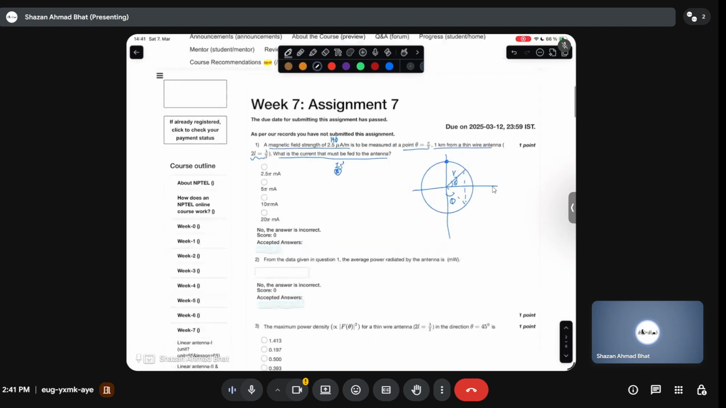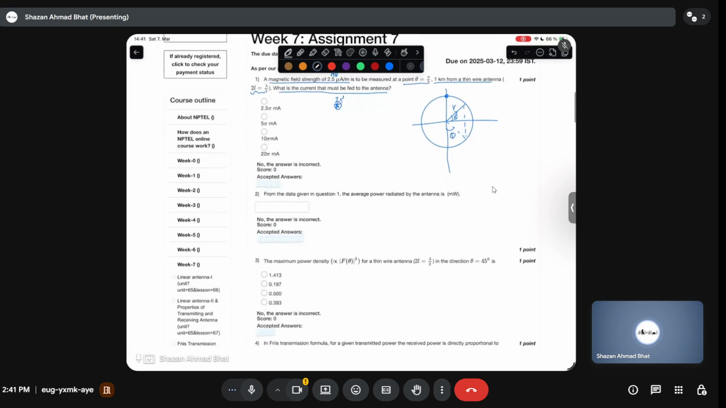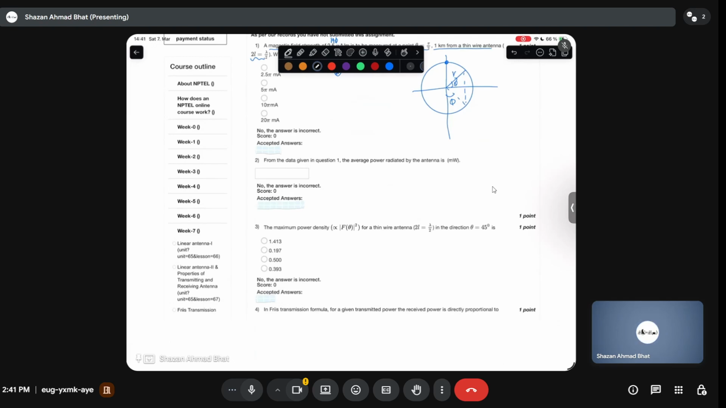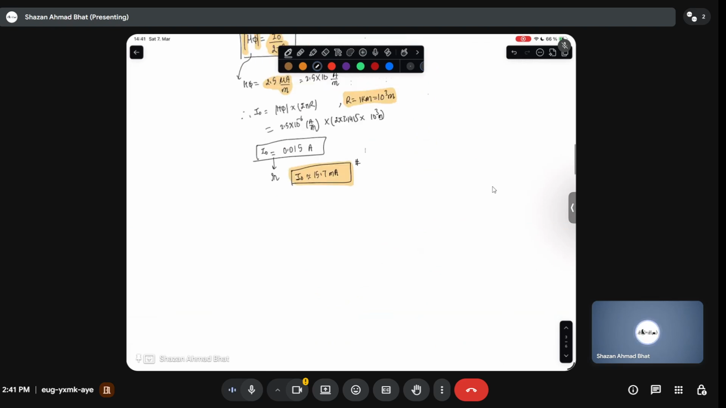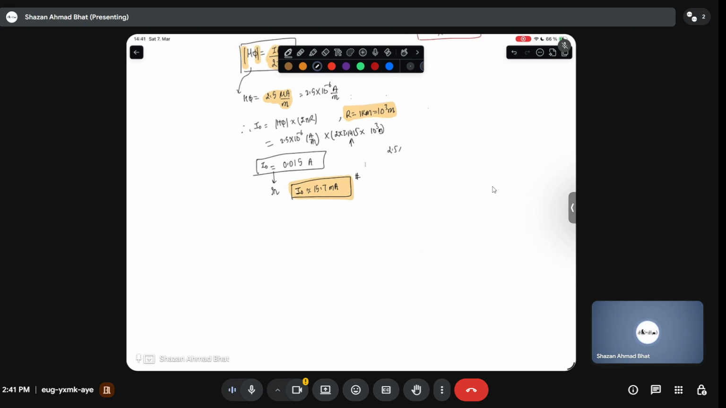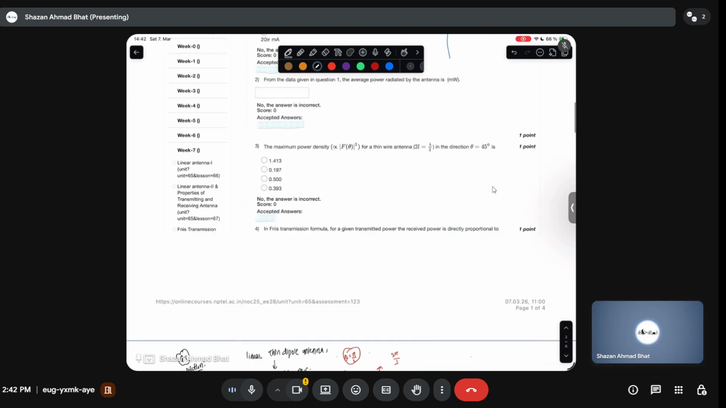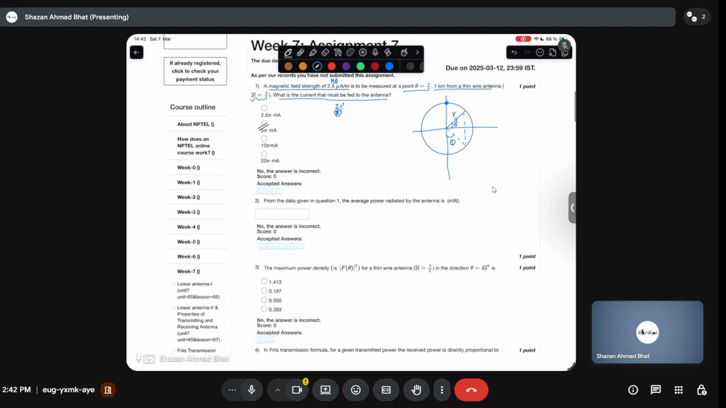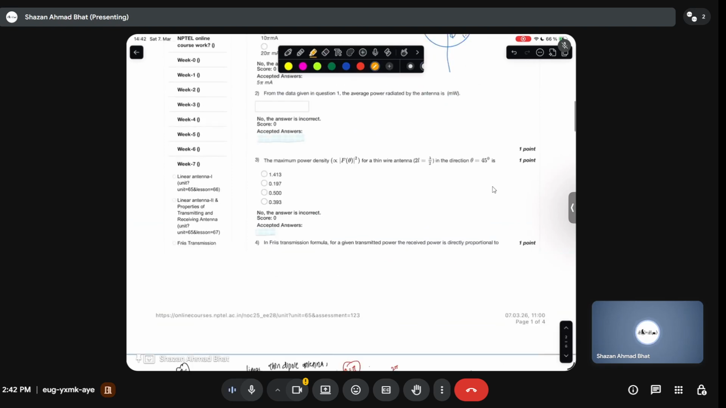So this is question first. That means we have to write the answer in terms of multiples of pi, so we need to keep it like this. When you keep it like this, you have 2.5 into 10 to the power minus 6 into 2 into 10 to the power 3 into pi. So this is 5 pi into 10 to the power minus 3. It will be 5 pi milliamps. So 5 pi milliamps is the answer of this question.